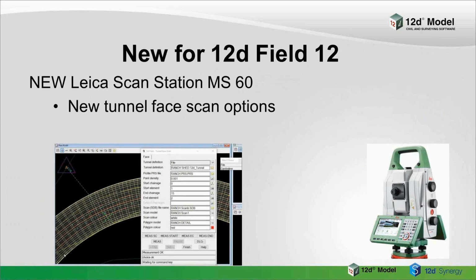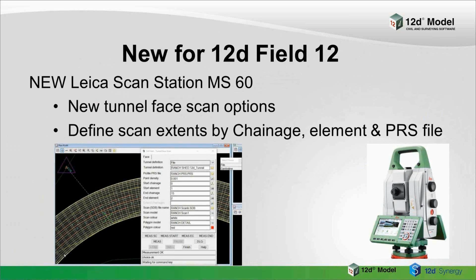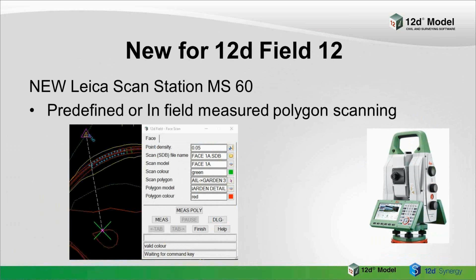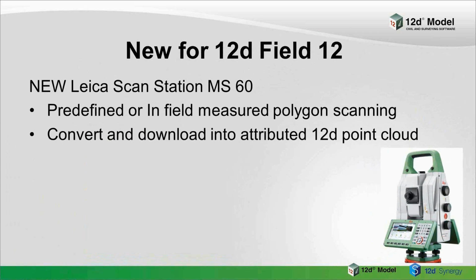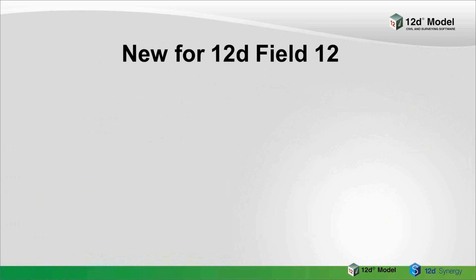and there's a whole lot of tunnel face scan options, which we're using on a site at the moment, which we've shown at the conference, so it's going to be a great talk to come along and see how that's being used. And you can define the scan extents by chainage, element, and a PRS file to restrict exactly what you want to pick up. You can have predefined or in-field measurement polygon scanning. So out there in the field you can pick points and say, look, I only want it inside this region. Don't go crazy and do everything with your scanner. We can convert and download the attributed point cloud straight into a 12D point cloud.